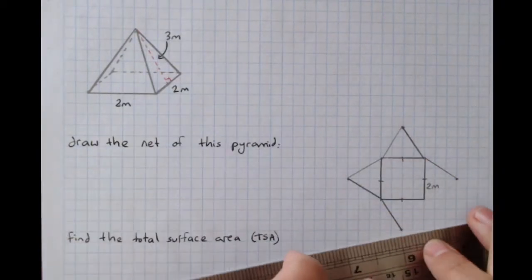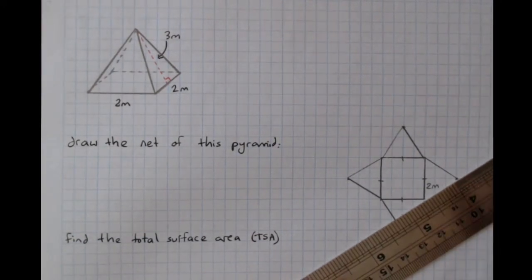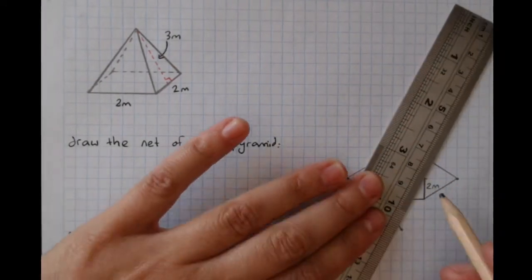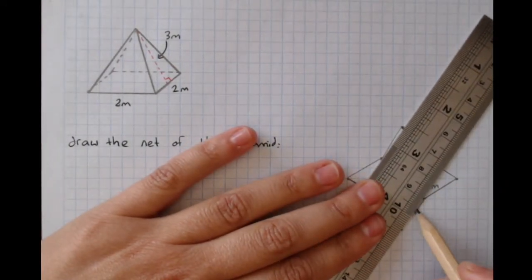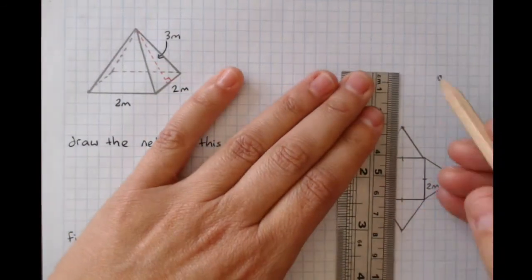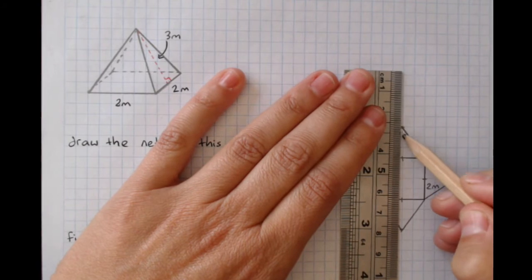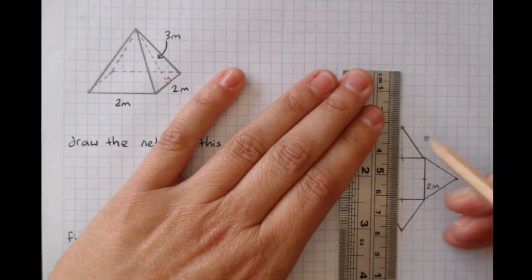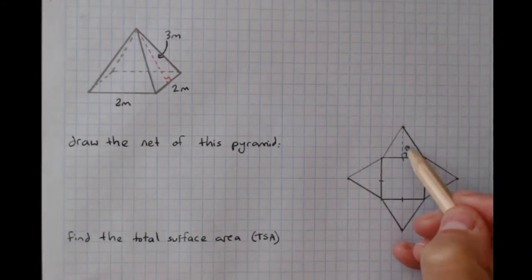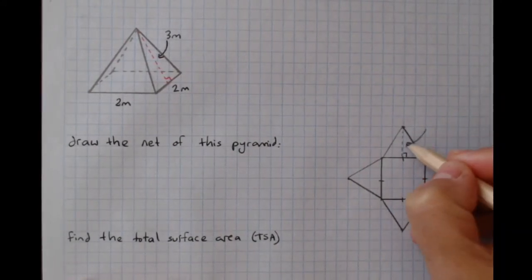Now for finding the surface area of this shape, oops, missed one side, we will of course need to find the area of the triangle, multiply it by 4, because there's 4 triangles, and add the area of the square base. Remember, you will need to give the height of the triangles.